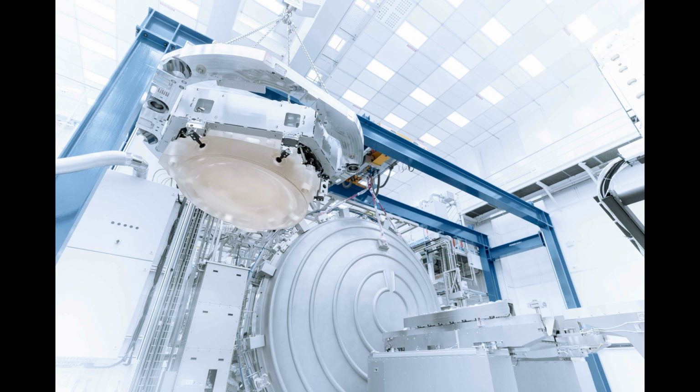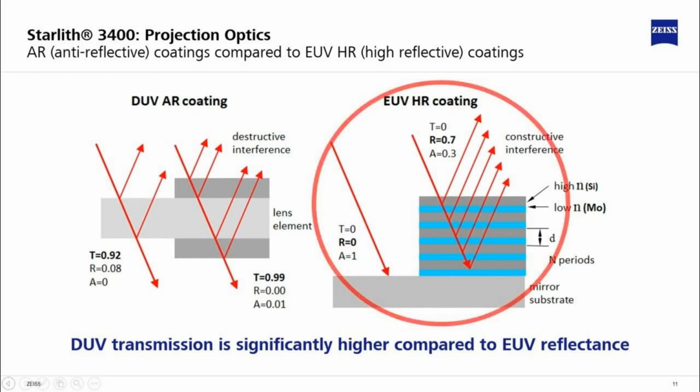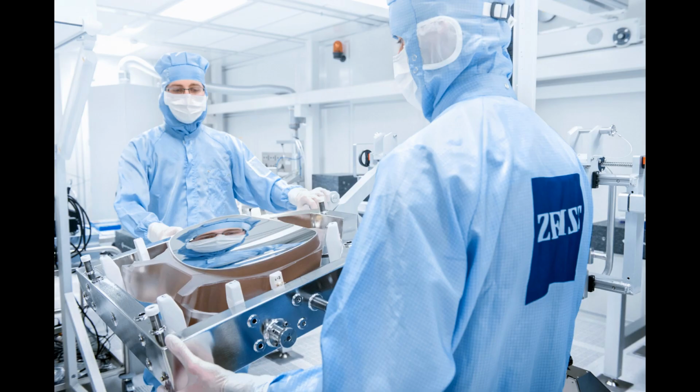In order to overcome this problem, Zeiss, a lens company in Germany, has created the world's flattest mirror. They did this by coating the mirror in extremely thin layers of silicon and molybdenum. But even with these mirrors, we can still only successfully reflect about 70% of the light, so the system needs to be designed in a way that minimizes the number of mirrors used.